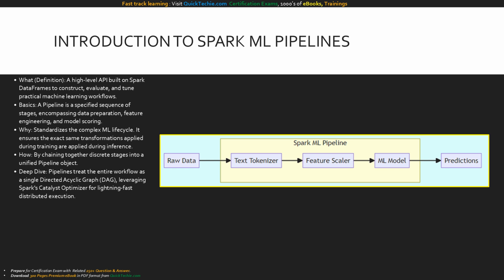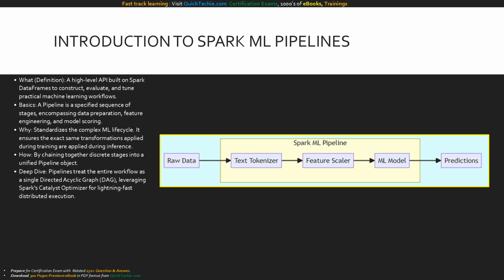How do we do this? We assemble these stages into a pipeline object. Taking a deep dive, when you use this unified API, Spark treats the entire workflow as a single directed acyclic graph, or DAG. This means Spark's Catalyst Optimizer can peek under the hood and optimize the entire execution plan, making your inference runs incredibly fast and efficient across terabytes of data.